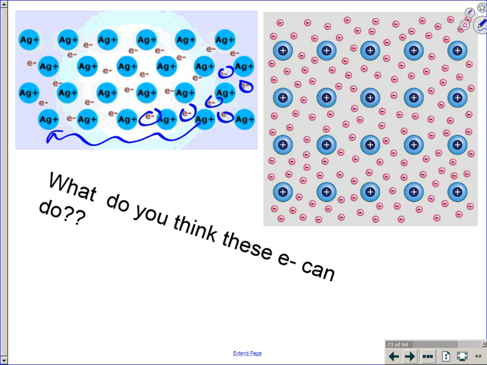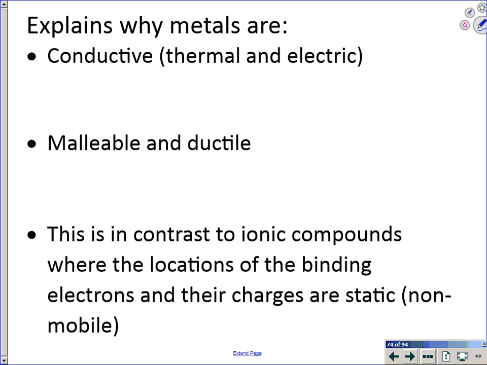They can move this way, they can move this way, they can float around, and that gives them all kinds of characteristics that are very, very unique to metallic bonding versus ionic bonding where they're static and they can't move. So because those electrons can move, that gives them these properties. Conductive, we talked about the thermal and the electrical conductivity.